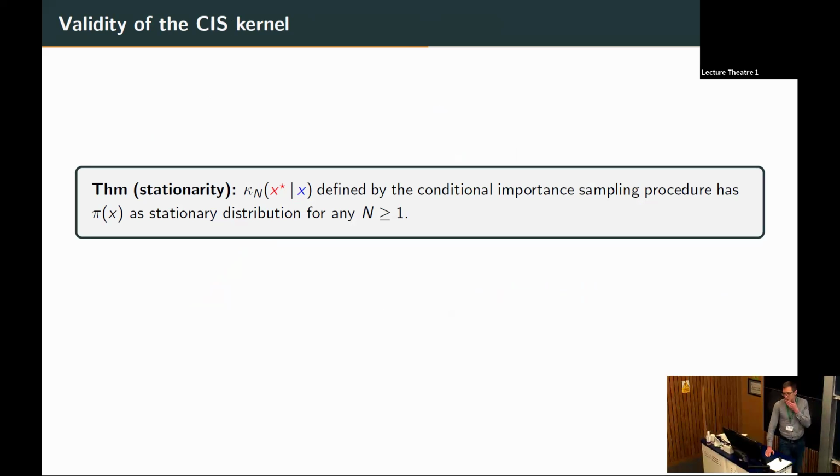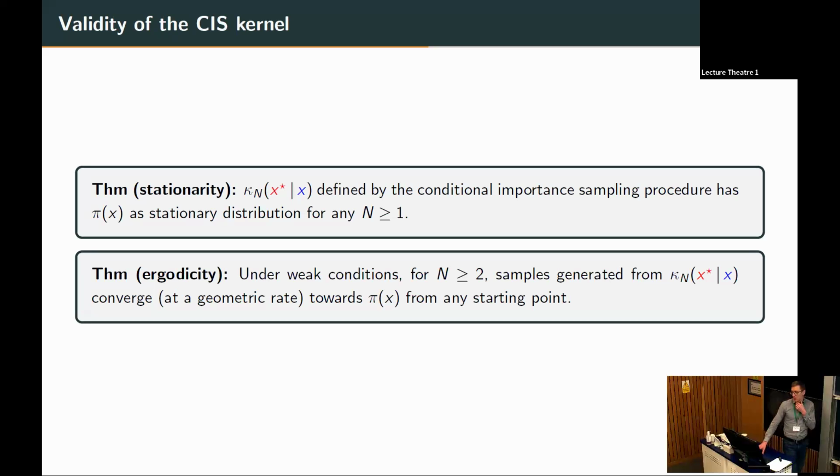Next, a statement about this kernel is that this procedure defines a Markov kernel, which has pi as a stationary distribution, and furthermore that this kernel is, under weak conditions, ergodic and converges at a geometric rate towards pi. So we have satisfied both of these basic requirements that we have on an MCMC kernel.